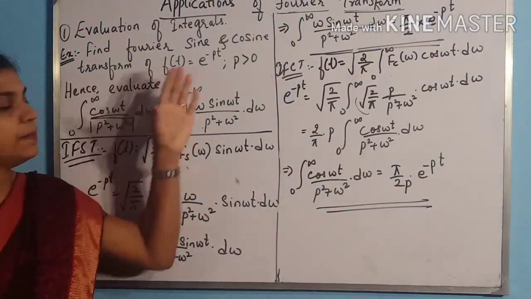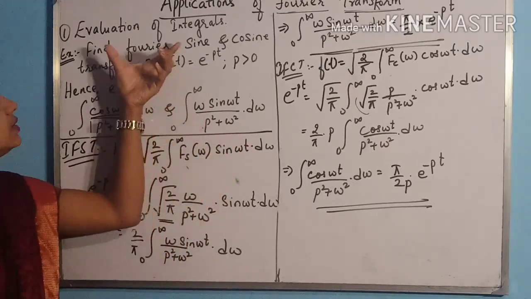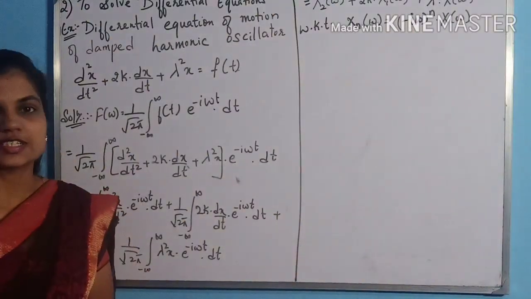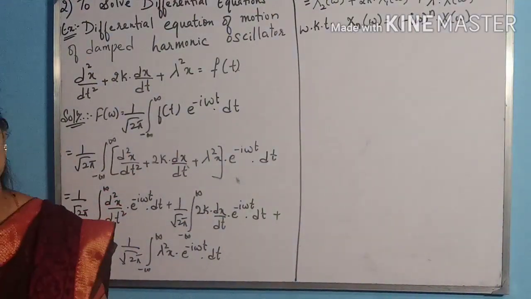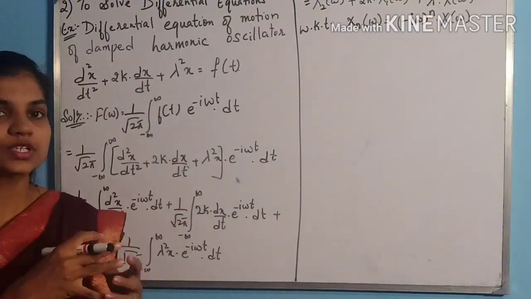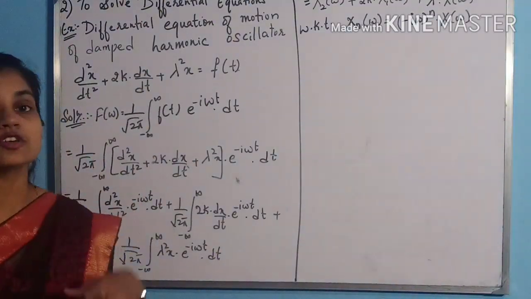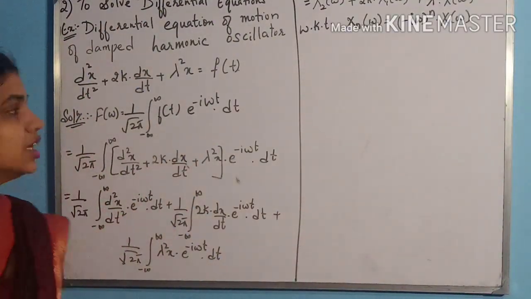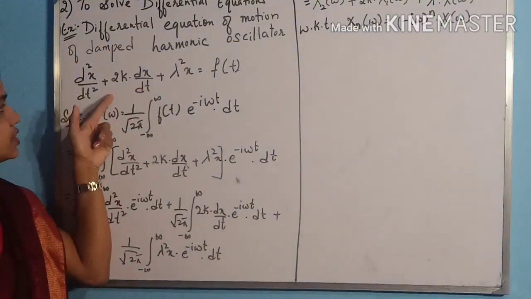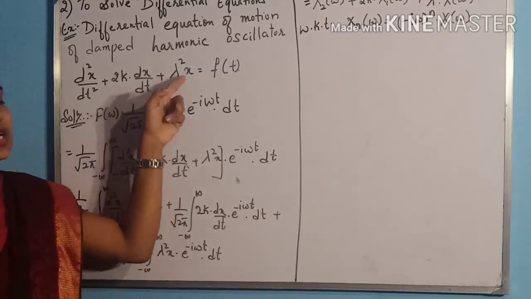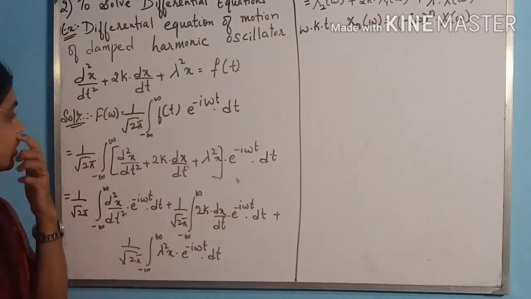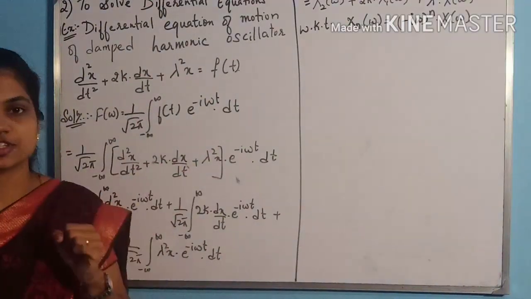So this is our required answer. So with the application of Fourier transform, I could evaluate these two integrals, right? The second application is to solve differential equations. So we all know about the damped harmonic oscillator. We are going to take the differential equation of motion of a damped harmonic oscillator here. So what is the differential equation? d square x by dt square plus 2k dx by dt plus lambda square x. So this I'm going to take as f of t. Now we have to solve this differential equation.